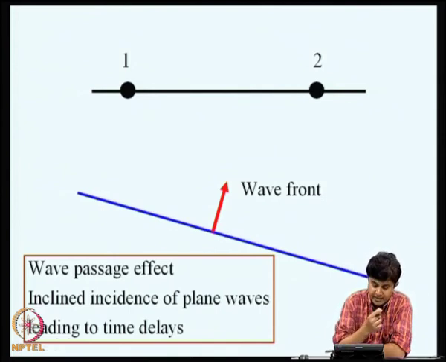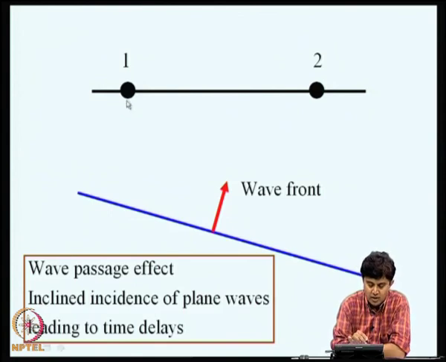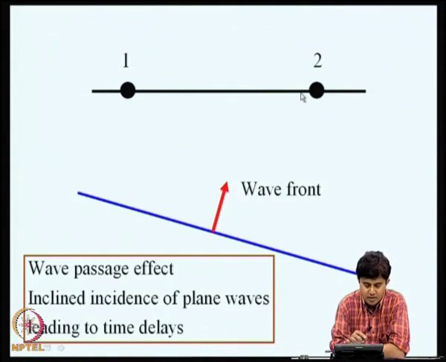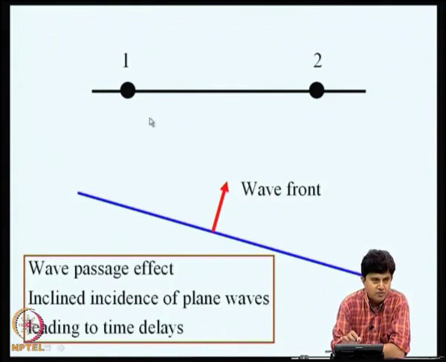This is one of the things that can be modeled. A simple way would be to assume that if motion at 1 is x of t, this could be x of t minus tau. That means the same ground motion, the motion at 1, arrives at 2 but after a time delay tau. So, in fact, early studies on spatial variability began with this type of simplified models.